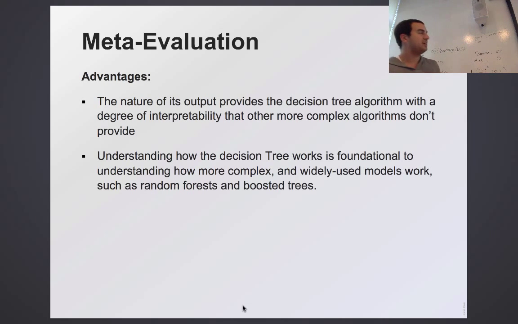Understanding how it works is foundational to understanding how the much more complex ones, like the random forest ones, work. Question. I have a question. What did you mean by Gini wins? Like, how do you quantify winning in this case? Accuracy. So metrics for classification or regression.